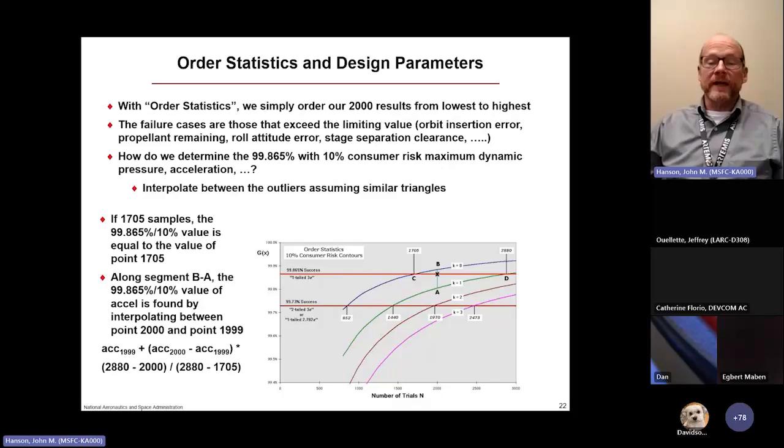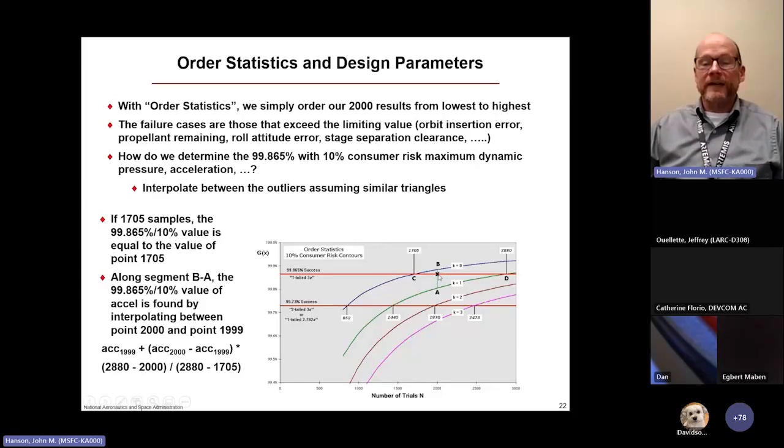And so if I accept 0 failures, the success rate increases as I run more samples. And you see that when we get to 1,705 samples, that's where it crosses 99.865. With 2,880 samples, we can accept 1 failure and still get 99.865. And these are all for 10% consumer risk in this example.